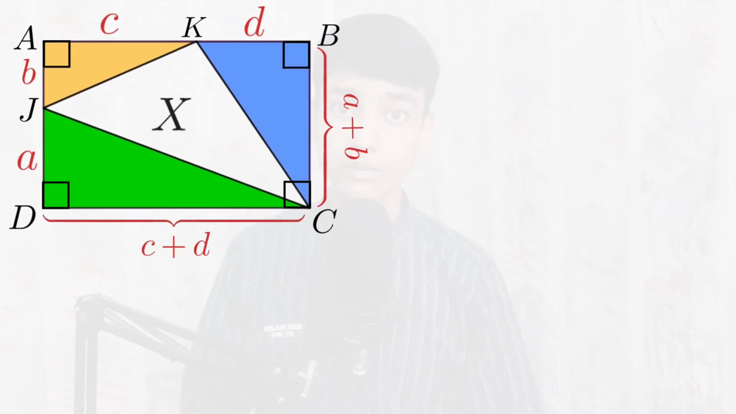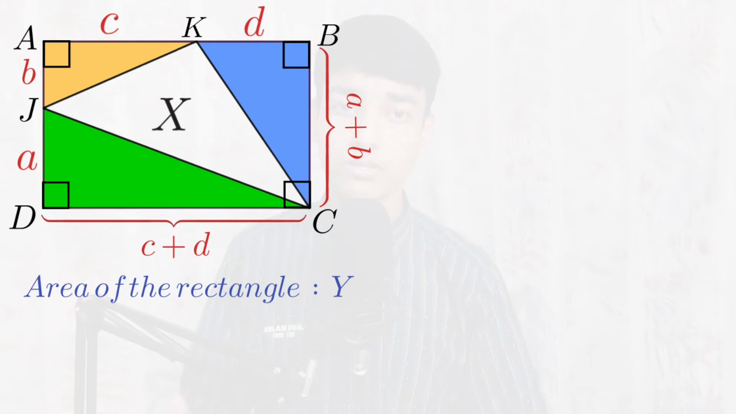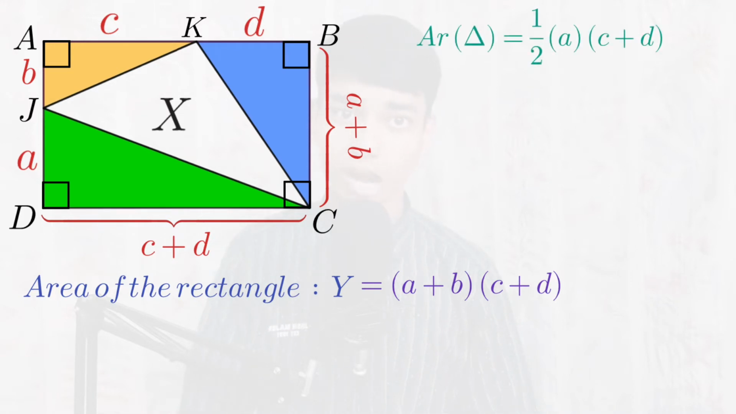Now before that, let the area of the rectangle be equal to variable capital Y. Okay. Now as per our variable markings, the length of the rectangle is C plus D and the breadth is A plus B. Hence the area of the rectangle, that is capital Y, equals A plus B into C plus D. Okay. Now the area of this green triangle is equal to half the base, that is C plus D, and the height, that is equal to A.